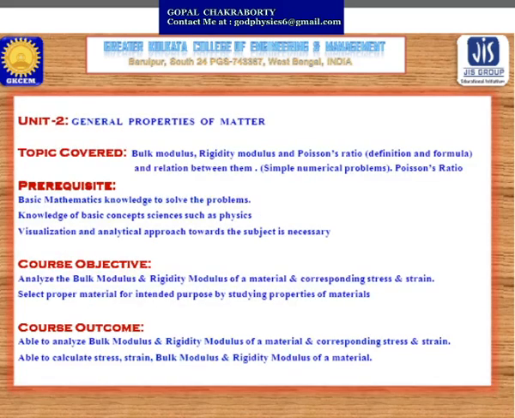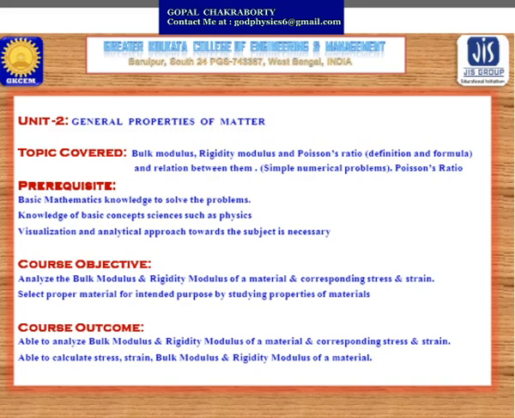Now as it is the 3rd class of the Elasticity chapter, the topics that I will cover in today's class are bulk modulus, rigidity modulus and Poisson's ratio with definition and formula, the relation between them, and some simple numerical problems on Poisson's ratio. These topics are also under unit 2, that is general properties of matter.